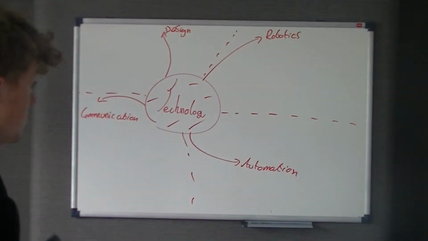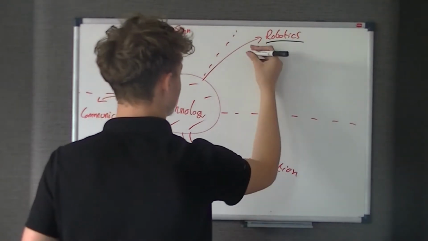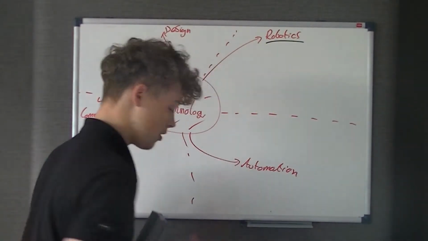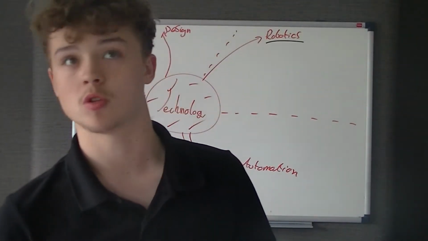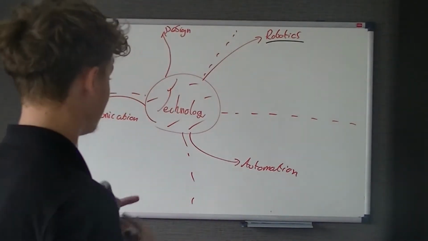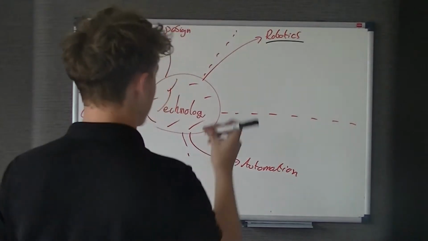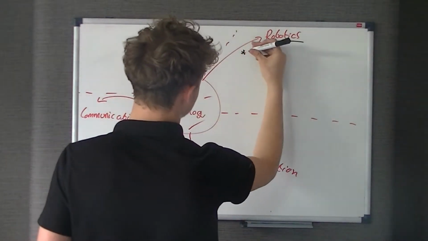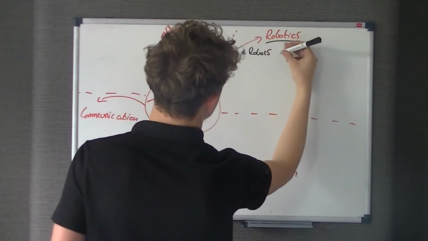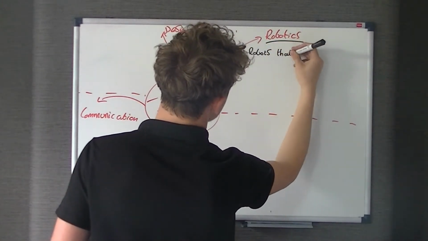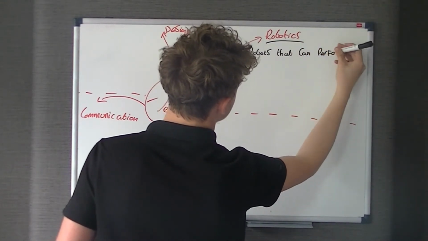So the first thing we need to do is start with robotics. That's this one up here, obviously the one I'm writing in. So what is robotics? Well, what we're talking about is machinery, basically robots that can perform a physical task. So robots that can act as humans, robots that can perform physical tasks.